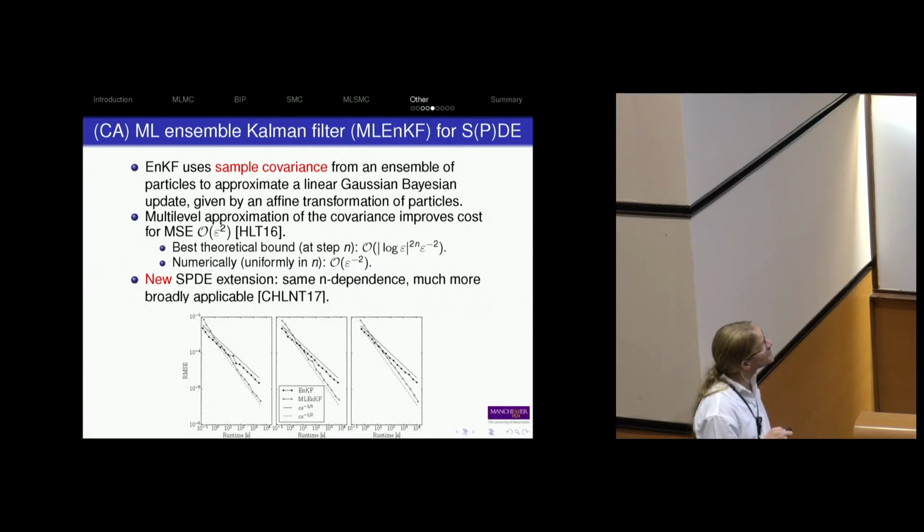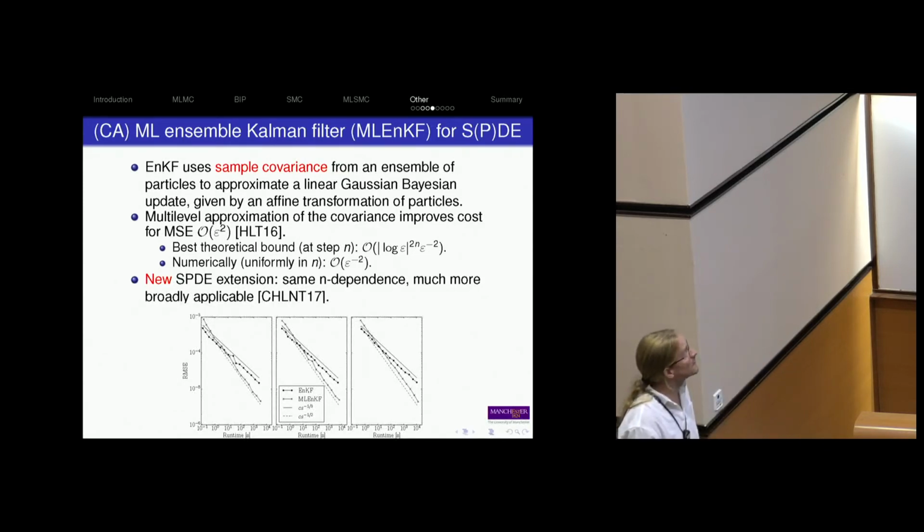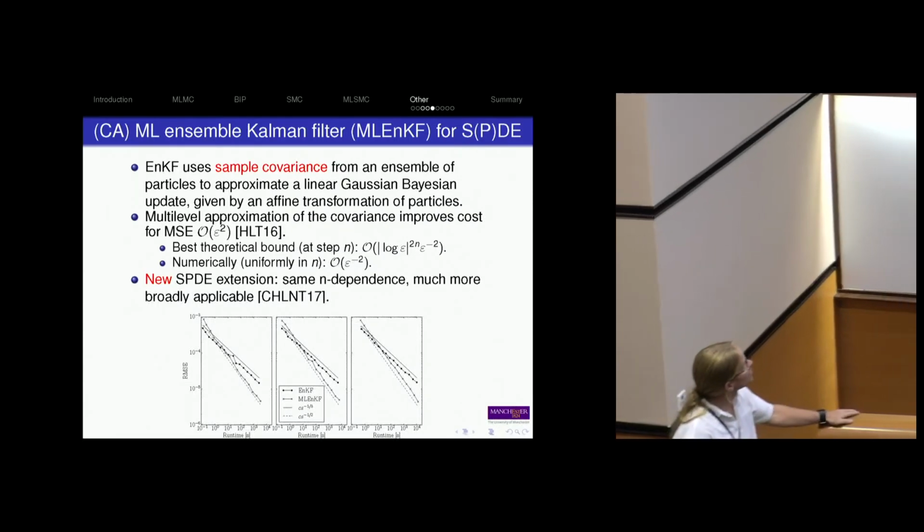Yet numerically we see, in fact, even uniformly in n, so even in the sense that the constant is uniform in n, the rate that we'd like to get. So there's a bit more to be done there.